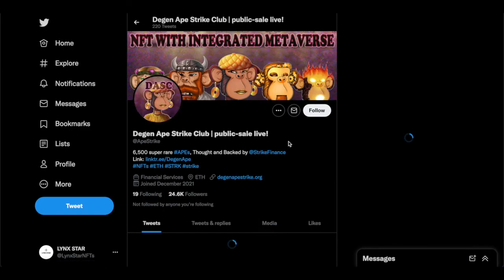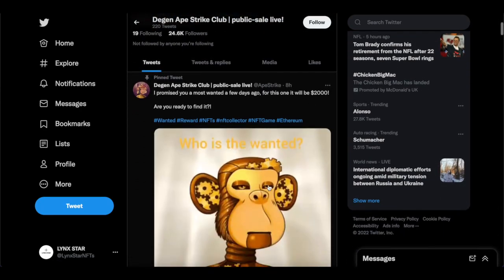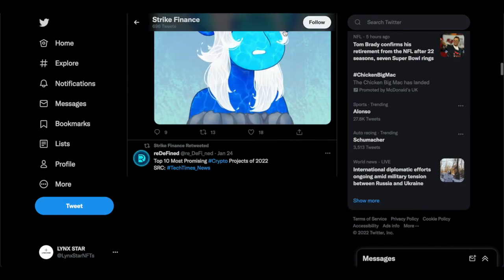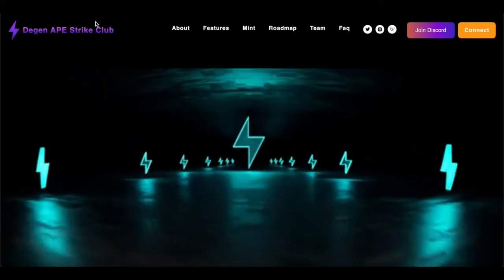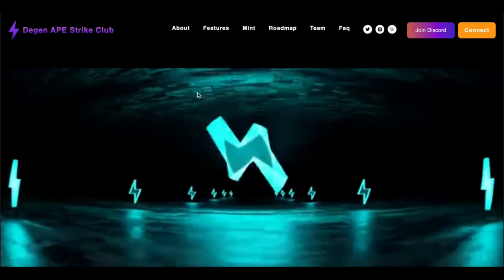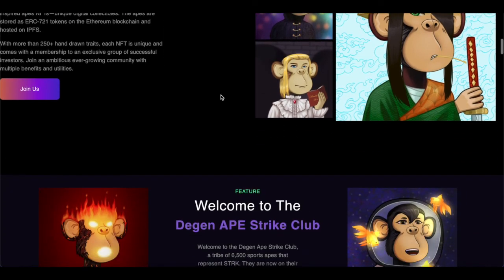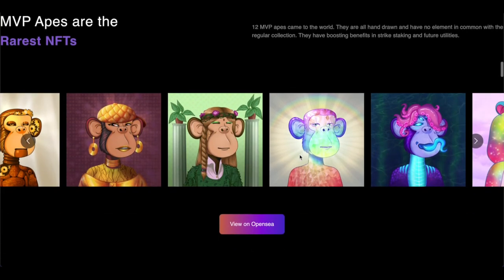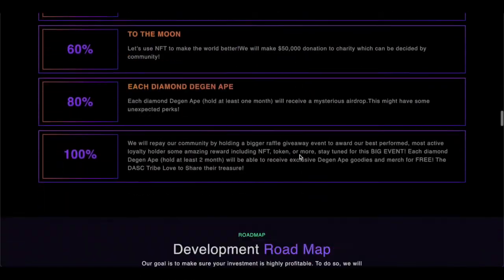Does it have something to do with their NFTs? And while that is a strong possibility, because NFTs are still a big thing in the world, and NFTs are not going away anytime soon, that could be one of the reasons why we've seen such a huge increase in price. Now, their NFT is actually called the Degen Ape Strike Club NFT. It's quite interesting. Many people are coming out with ape NFTs and ape NFT collections. It's becoming more and more popular, and it looks like Strike is using this to their advantage. They're taking advantage of this.